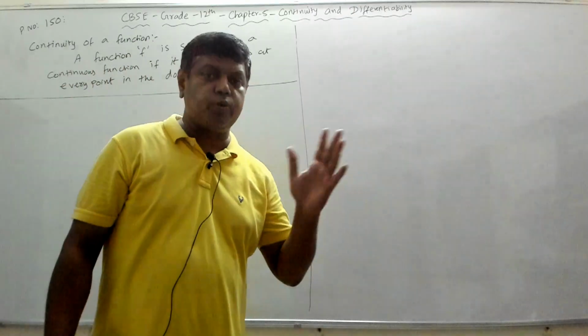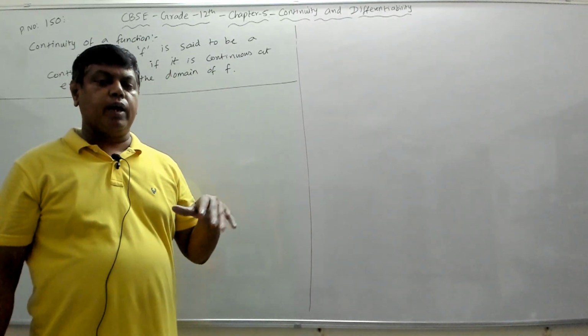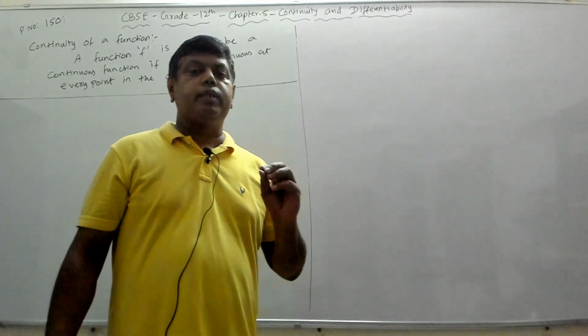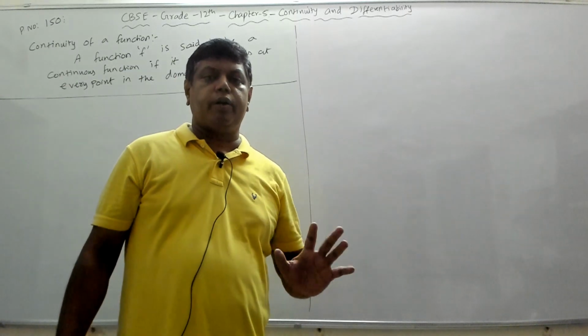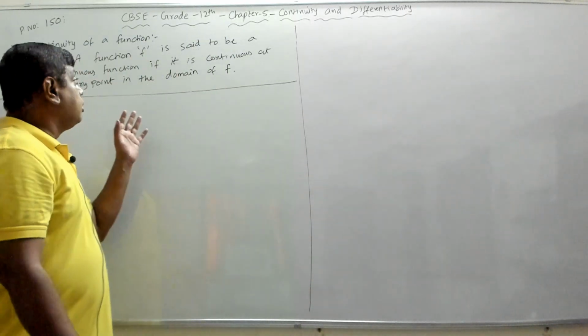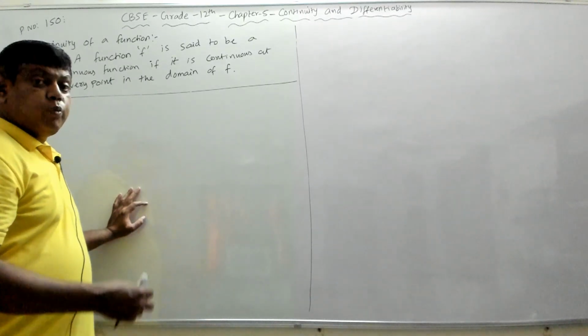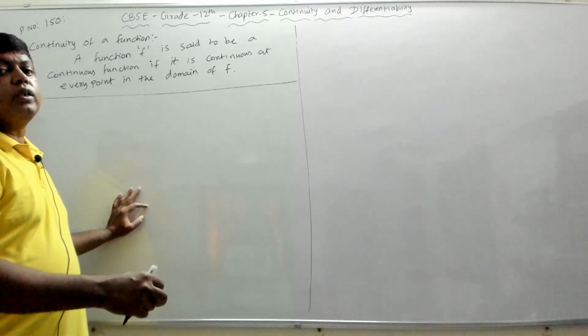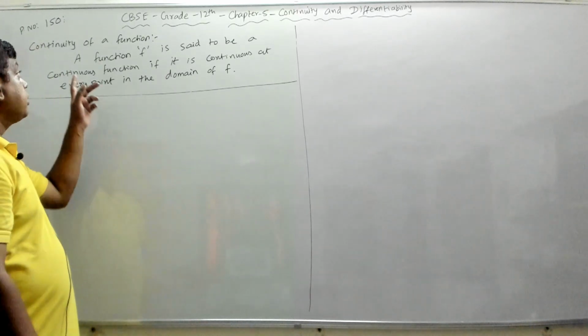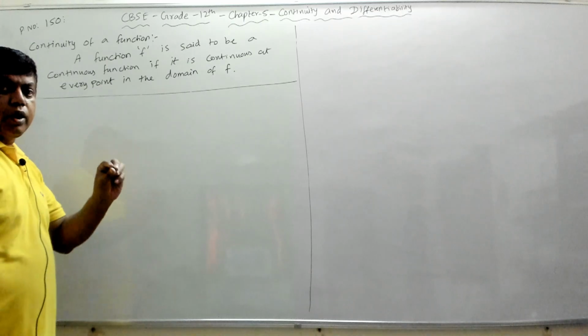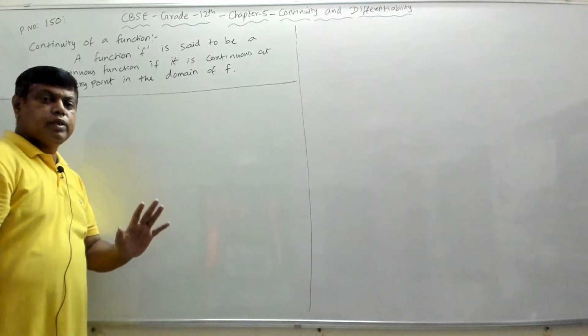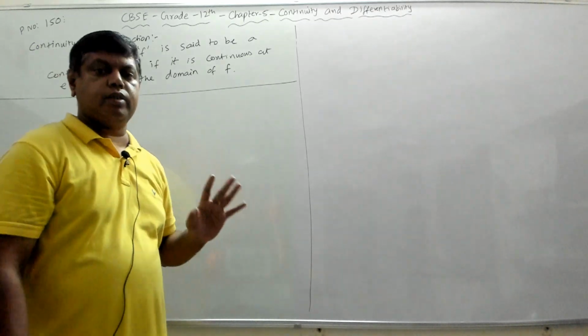Till the last video we had seen when do we say f is continuous at a particular point. Now we will learn when do we say a function is continuous. So that is continuity of a function. It's not at a particular point. When do we say the function as such is continuous?